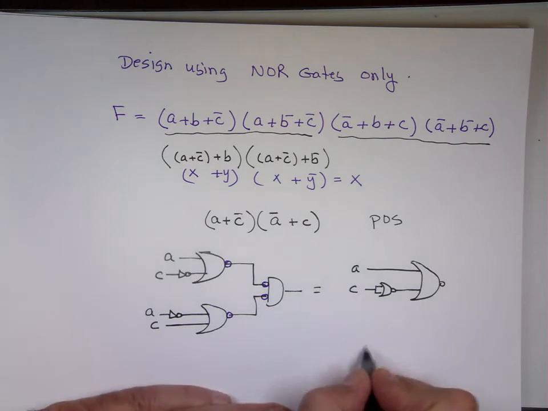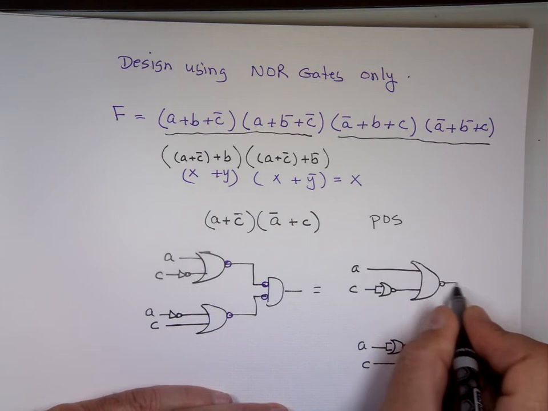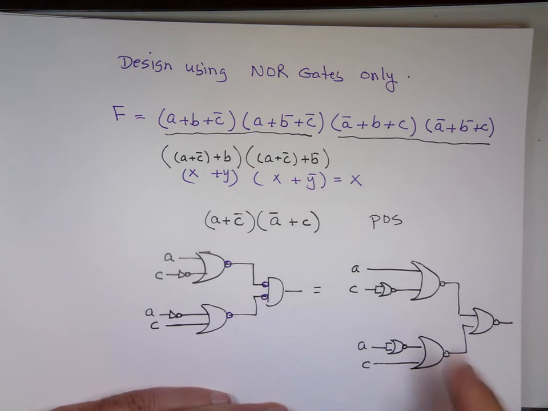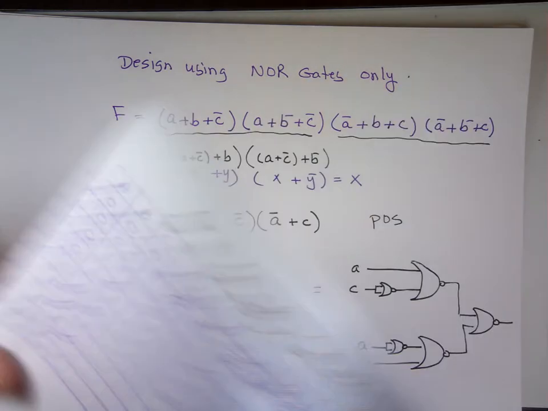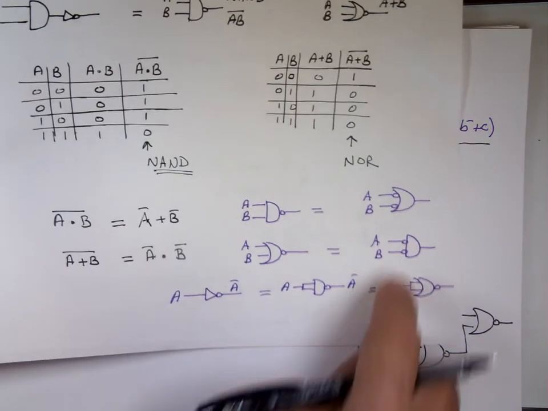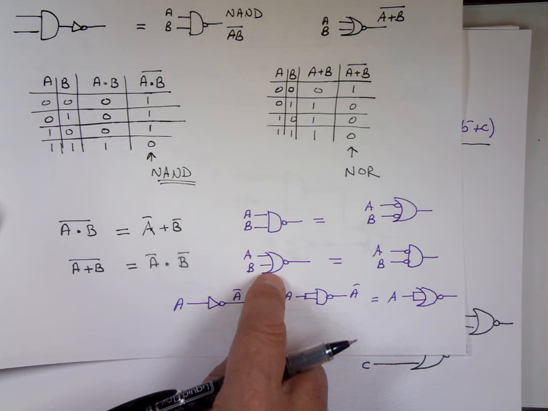I have an A. I have to take another NOR gate and make a NOT out of it. C, that's my NOT. And that's another NOR gate. Why is that a NOR gate? Again, back to De Morgan's theorem. An AND gate with the inputs going to it being complemented is the same as a NOR gate.